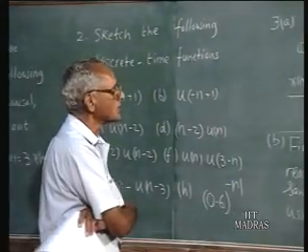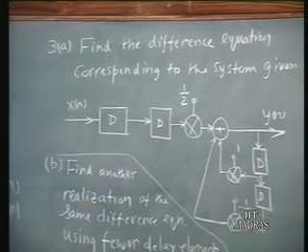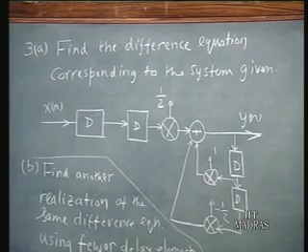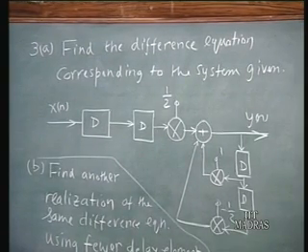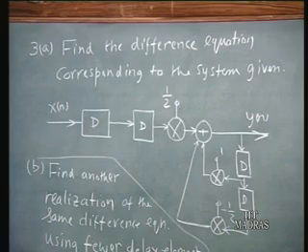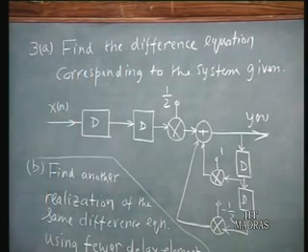3a, this is a discrete time system given as an assembly of delay units, coefficient multipliers and adders. Find the difference equation corresponding to the system given, the difference equation joining the output y[n] with the input x[n]. So, the difference equation in terms of y[n] and x[n].